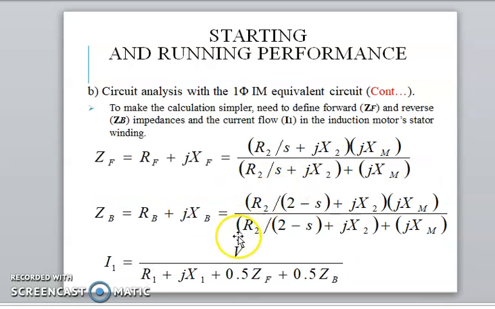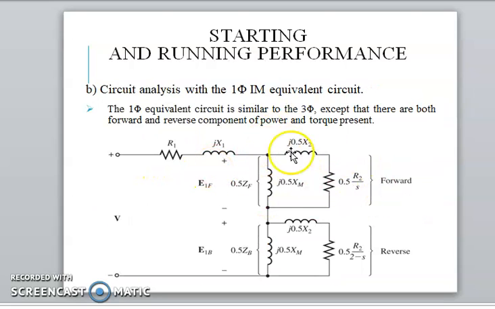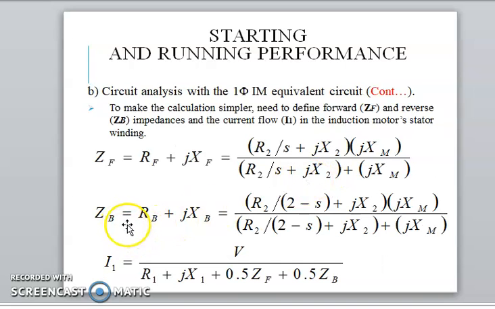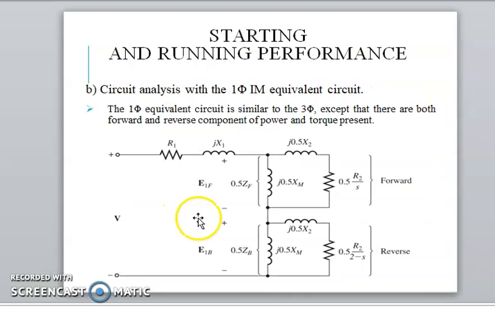So when we want to calculate the current that flows into the circuit, we have to calculate the impedance of the forward and also the backward. The impedance of the forward equivalent circuit is equal to RF plus jXF. So this is the forward circuit. Meanwhile, the backward impedance is RB plus jXB. So this is the backward one.